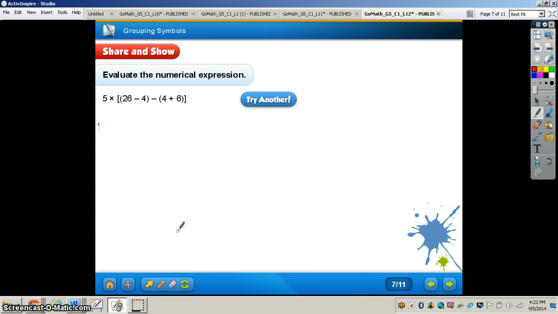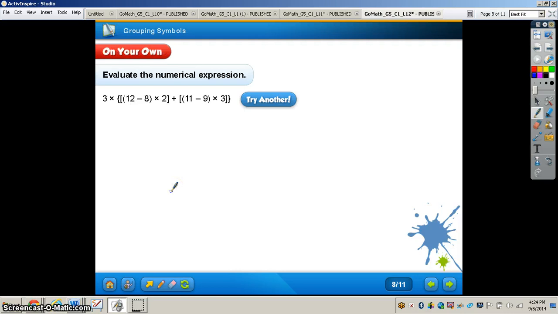When you're finished, you can press play and I will have the answer for you. So pause the video, and before you pause the video, you'll need to do this in your math journal. So pause the video now. Okay, so here is the problem for you and the answer for you. So we have 60. You can see the different inks I used to show the different steps.